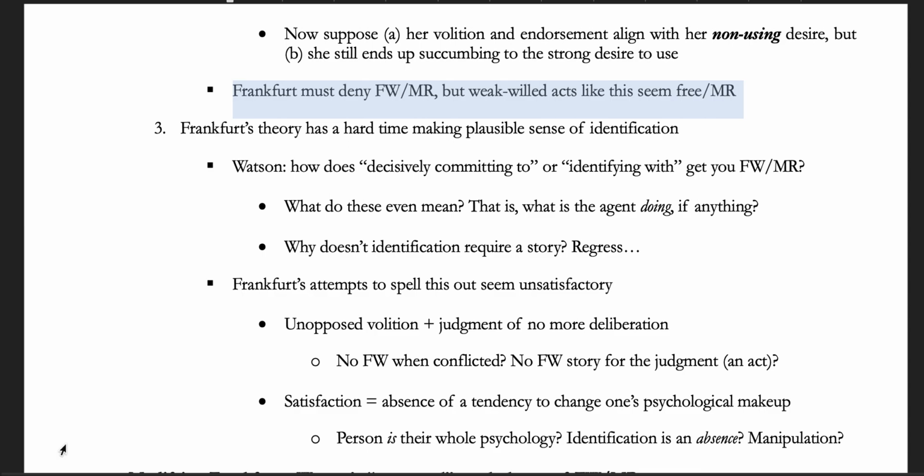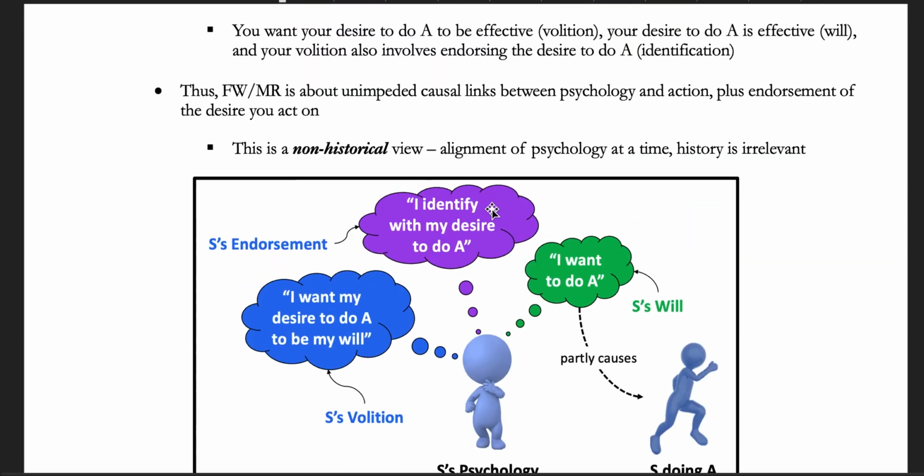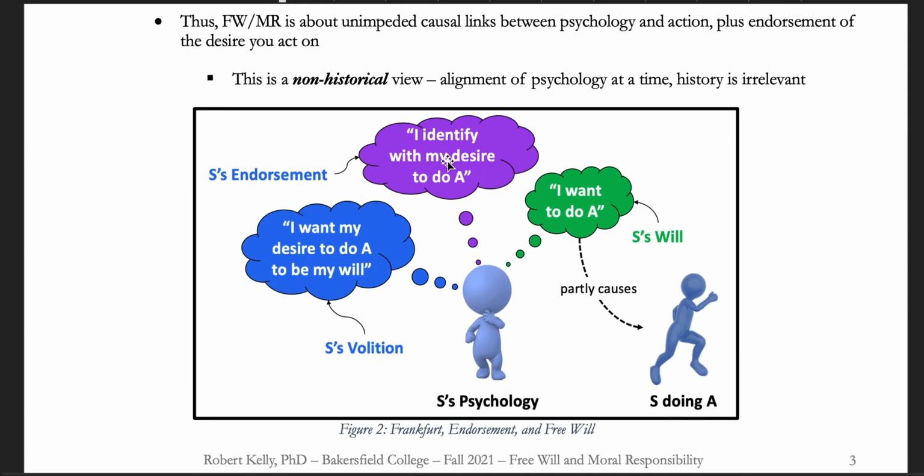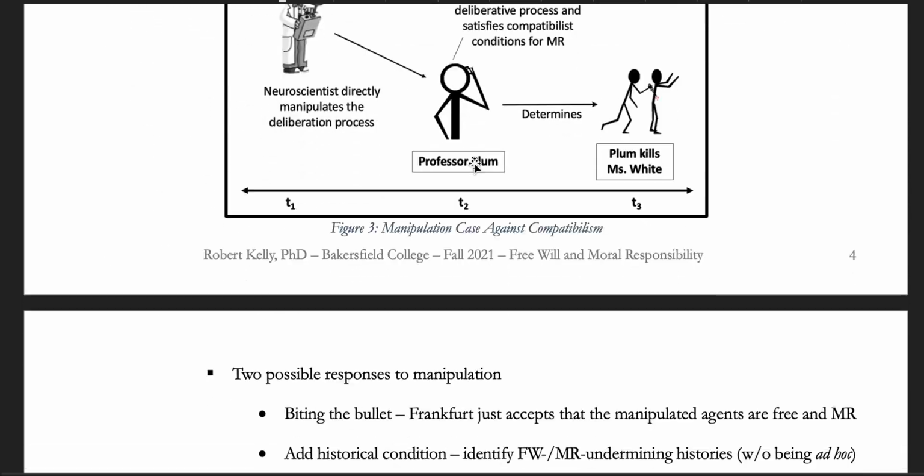It's not really clear what identification is supposed to be, and it's not really clear why identification isn't arbitrary. So Gary Watson, who we'll look at in just a minute, says, how does decisively committing to or identifying with a desire, how does that get you responsibility? Like, what does it mean? We could put a thought bubble and say, I identify with my desire to do A. What does that mean? Is that another desire? Is that a judgment? Is it an action? Like a basic action where you think about it and then make a sort of mental action of judging? Like, what is that thing?